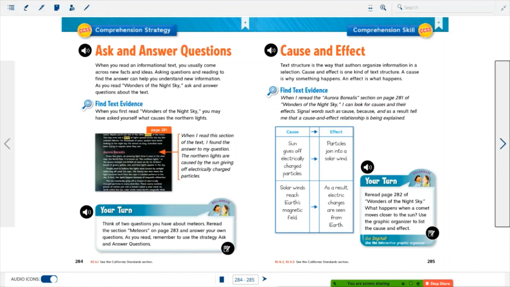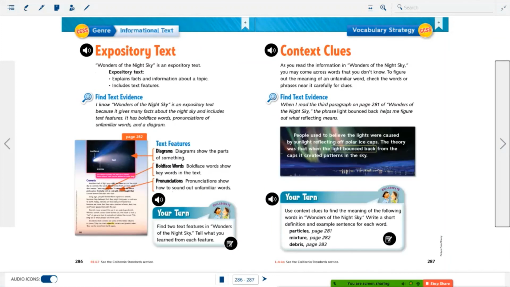All right, next let's review our genre for this week. We were talking about expository text, so texts that give us information and facts, texts that have text features such as diagrams, captions, bold-faced words, headings, all sorts of things that we find in a text that is teaching us something.